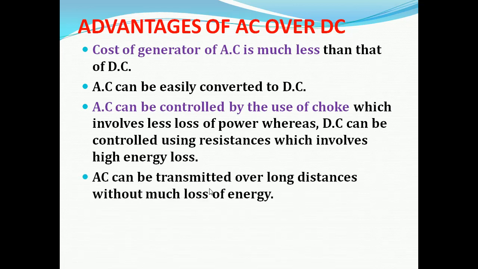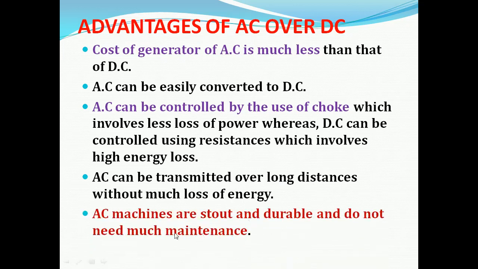AC can be transmitted over long distance without much loss of energy. And AC machines are stout and durable and do not need much maintenance. These are some of the advantages of AC over DC.